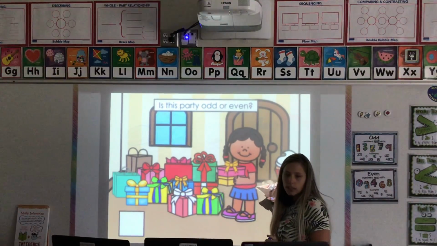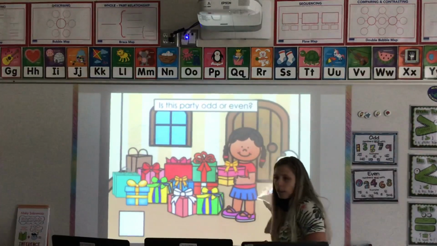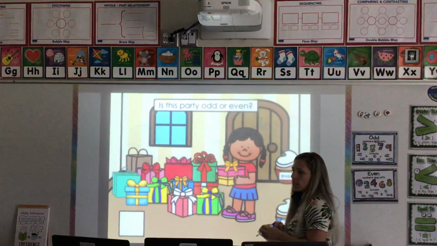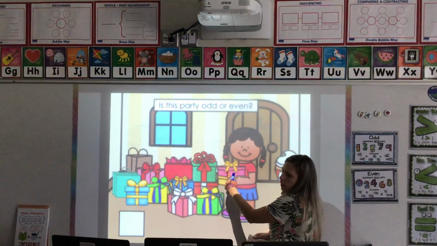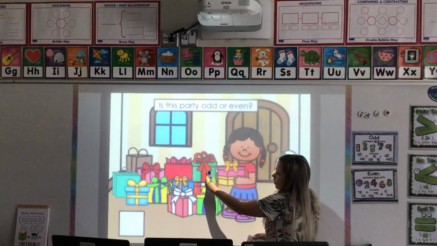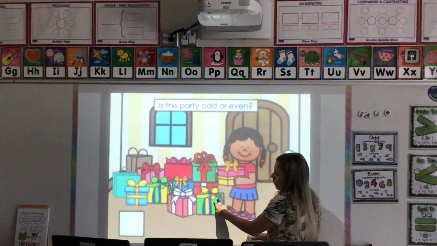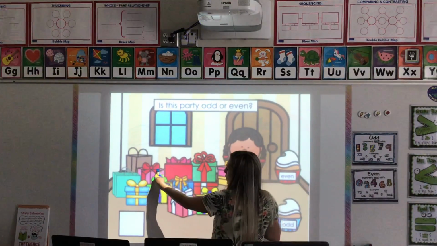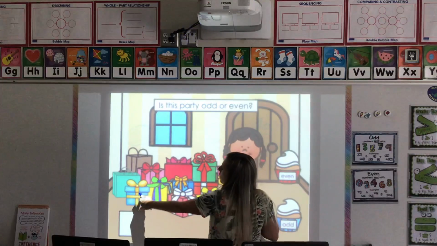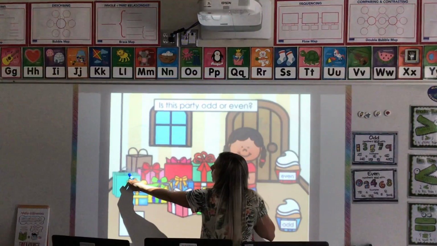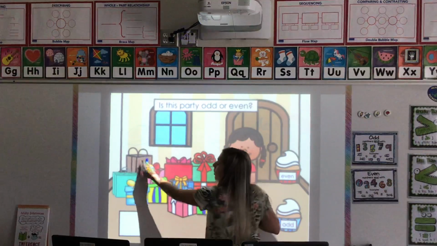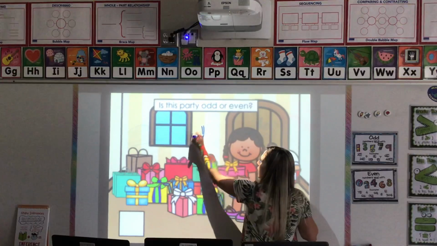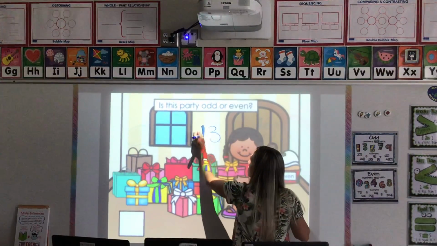Let's see. Let's get Abigail from Miss T's class. 1, 2, 3, 4, 5, 6, 7, 8, 9, 10, 11, 12, 13. So there's 13 presents. That's a lot of presents. I can't remember the last time I got 13 presents.